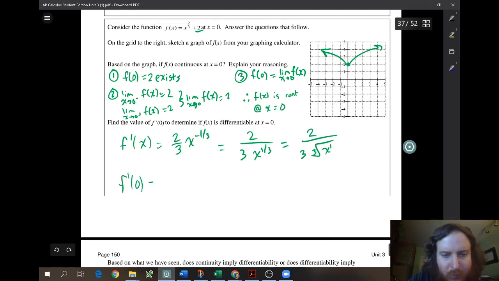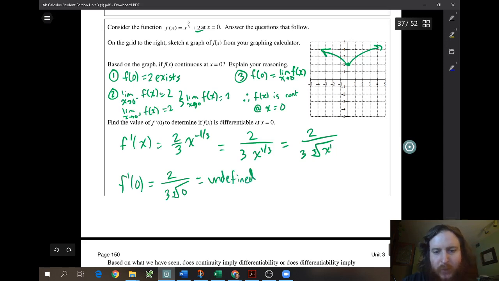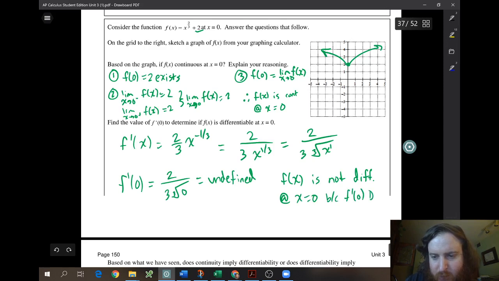Then f prime of 0 is 2 over 3 times the cube root of 0. Cube root of 0 is 0, times 3 is still 0. So 2 over 0, which is undefined. We don't need to write 2 over 0. So that's undefined, and same reasoning we had before. So f of x is not differentiable. Notice that I'm not saying f prime of x. I'm saying f of x is not differentiable. At, so that was the what? x equals 0, because f prime of 0 does not exist. So that's our what, our where, and our why.